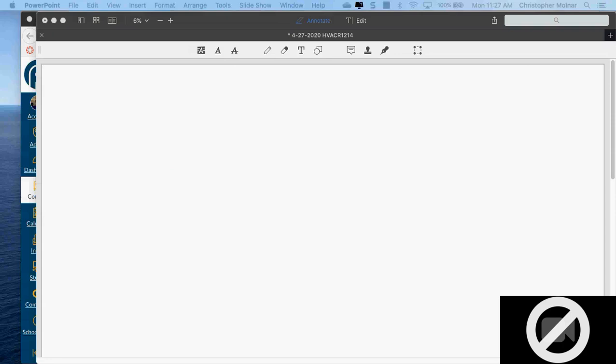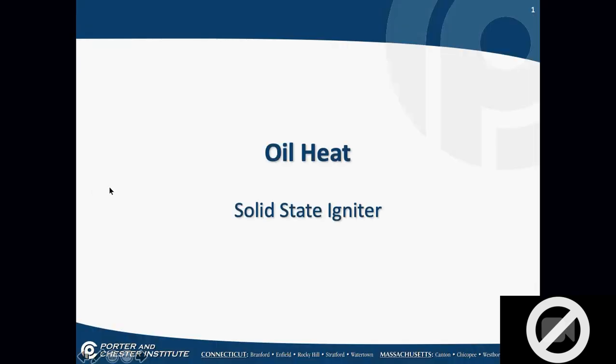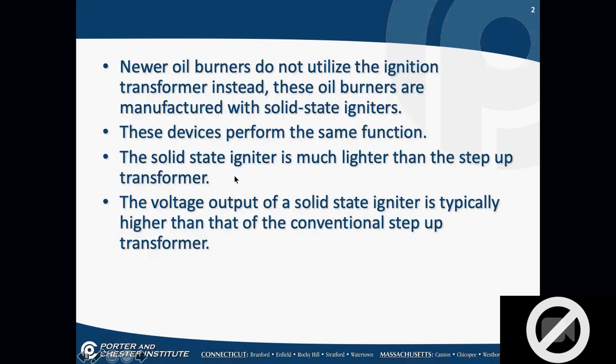Just a quick few things on solid state. Again, don't want to beat it to death, but we definitely need to make sure that everybody is clear on the difference. Newer oil burners don't utilize the old style ignition transformers. So when you come up to an oil burner, if you don't see the big square looking box sitting on top of the oil burner assembly, sitting on top of the blower, you have one of the low profiles. It's going to be a solid state transformer.